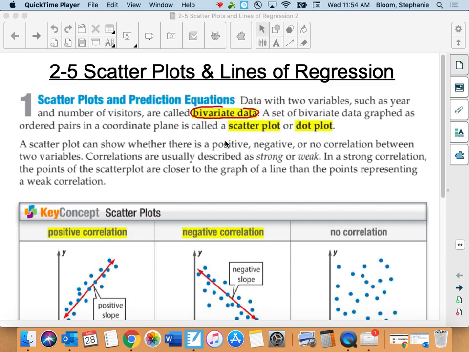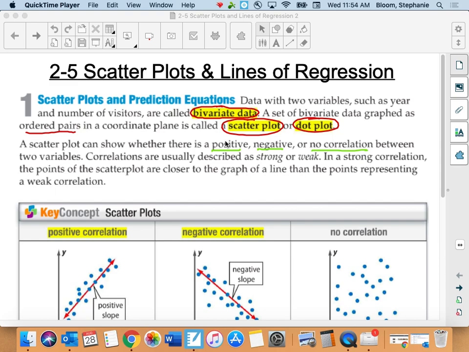Bivariate data means data with two variables, and then we can graph that data using ordered pairs in a coordinate plane, and we call that a scatter plot, or you might hear dot plot. You're going to hear me mostly say scatter plot, okay? So if you look here, there are correlations that can occur within scatter plots or within two variables. So we can have a positive correlation, a negative correlation, or no correlation between them.